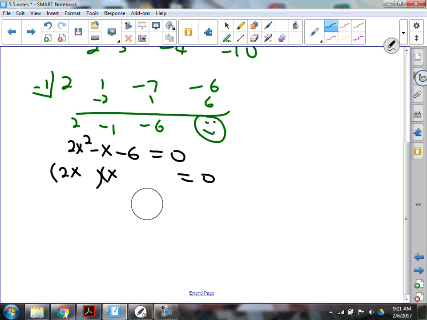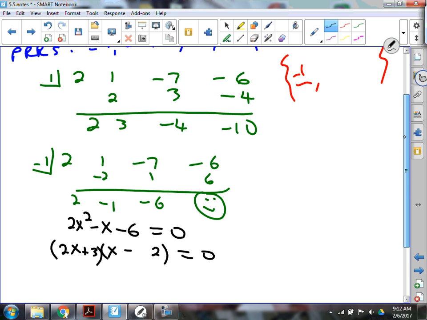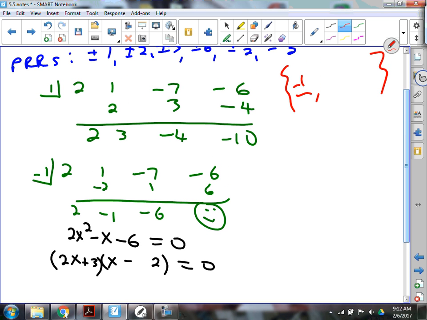2x, oh gosh. Let's try this again. 2 and 3, huh? Yeah. Minus, plus. So what are my other roots then? 2 and -3/2. And -3/2, right?